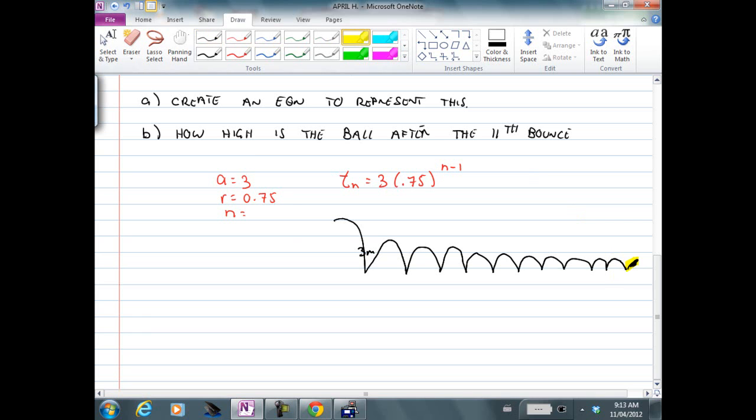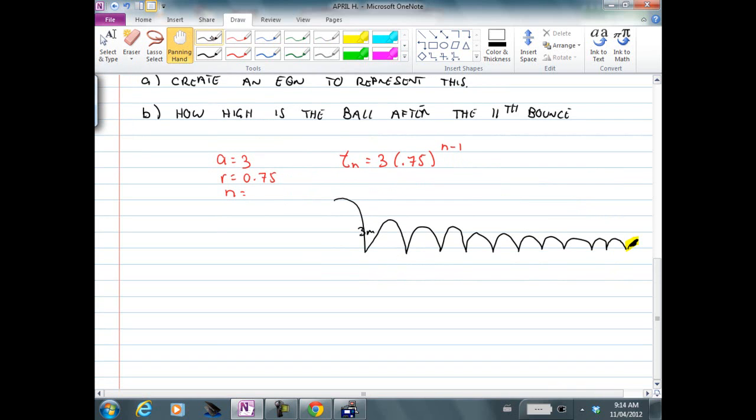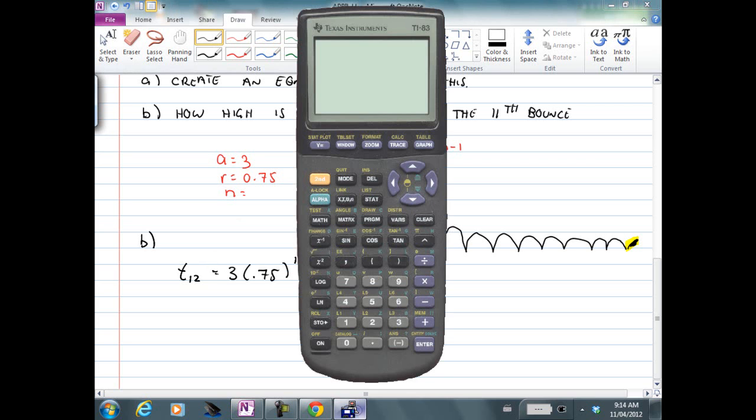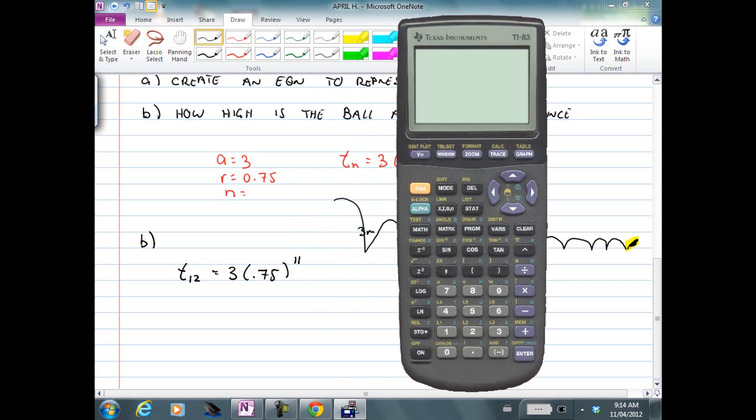This is where this geometric is easy, but a lot of people make mistakes due to wording. So in reality, it's actually T12 you're looking for, because after the 11th bounce, you want to know how high it is, which is the 12th term. And now, guys, just plug it in. 3 times 0.75 to the power of 11. Punch in your calculator.